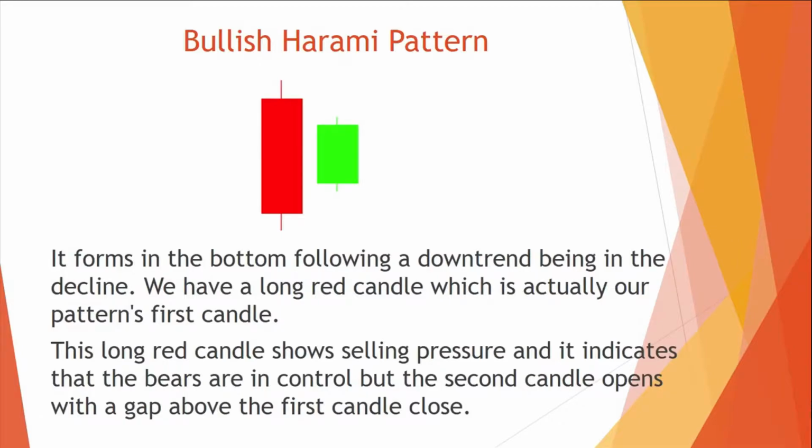It forms at the bottom, following a downtrend being in decline. We have a long red candle, which is our first pattern candle. This long red candle shows selling pressure and indicates that the bears are in control, but the second candle opens with a gap above the first candle. So this second candle opens with a gap above the first candle's close. Now this was the close of the first candle, and this one opens with this gap here above the first candle close.